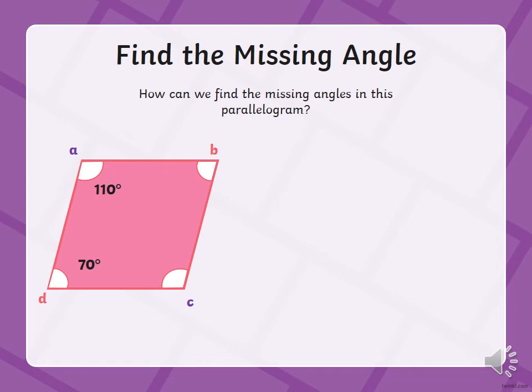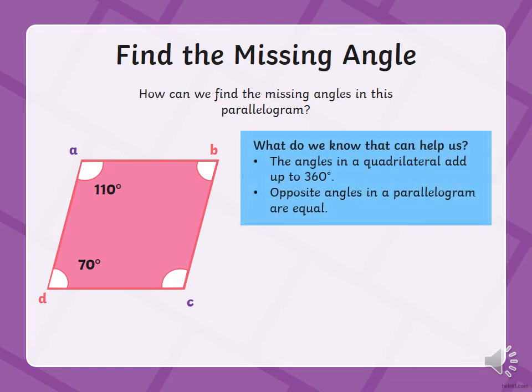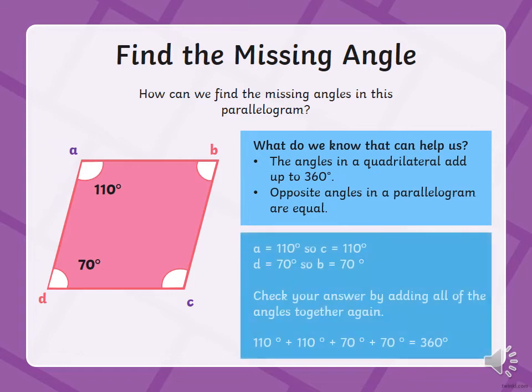How can we find the missing angles in this parallelogram? What do we know that can help us? The angles in a quadrilateral add up to 360. Opposite angles in a parallelogram are equal. A equals 110, C equals 110, D equals 70, B equals 70. Check your answer.